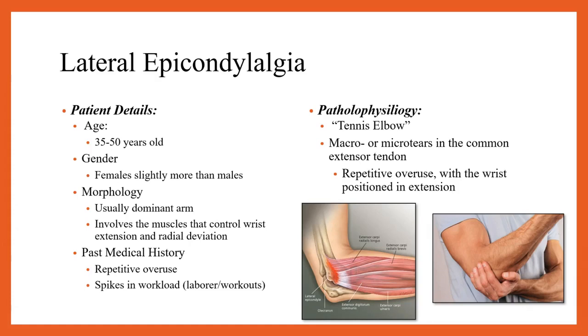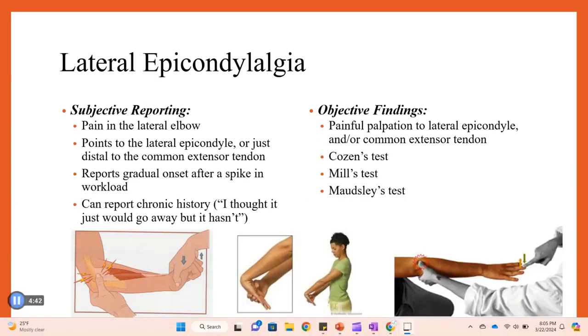So the pathophysiology is that macro or micro tears occur in the common extensor tendon due to repetitive overuse with the wrist positioned in extension or repetitive extension type of work. So any of the muscles that attach onto the lateral epicondyle, repetitive overuse of those muscles can cause this condition.